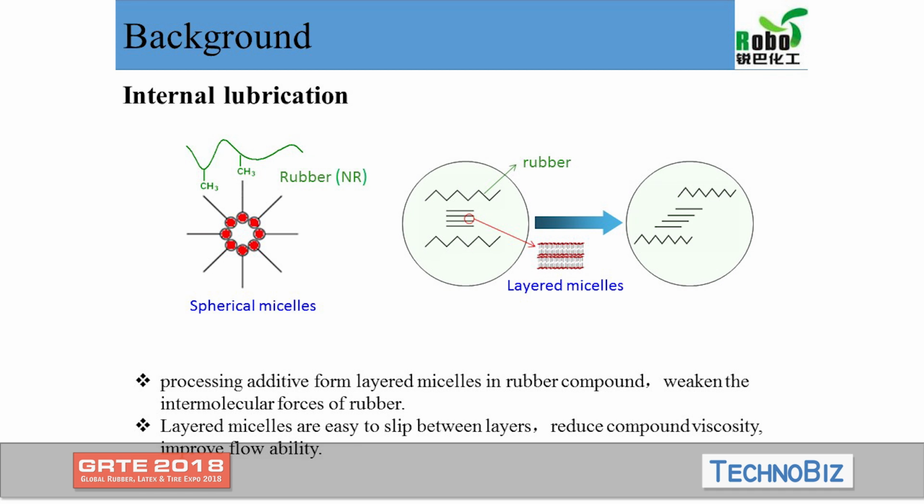At higher shear rate, the layered micelles easily slip between layers, and it will reduce the compound viscosity and improve the flowability of the rubber compound. This is called the internal lubrication effect of metal soap.